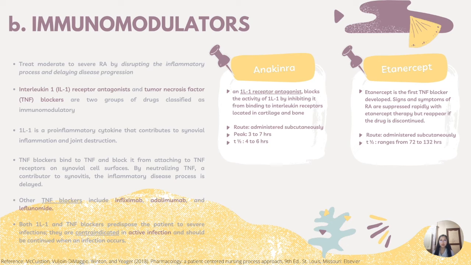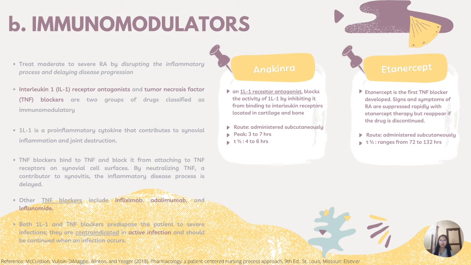Etanercept is administered subcutaneously, same as the anakinra, and its half-life ranges from 72 to 132 hours. So it actually takes quite long for this drug to be excreted from our body. The signs and symptoms of rheumatoid arthritis are actually suppressed rapidly with etanercept therapy, but they reappear after the drug is discontinued. Other TNF blockers include infliximab, adalimumab, and leflunomide.